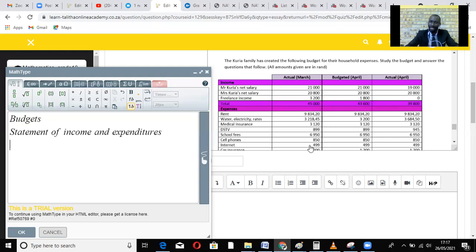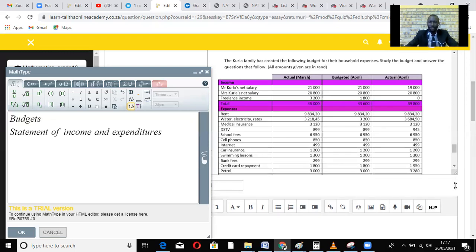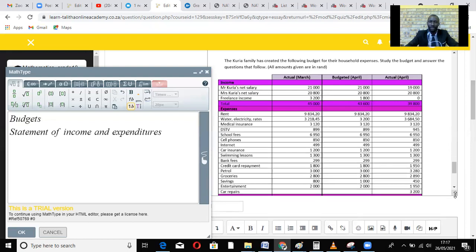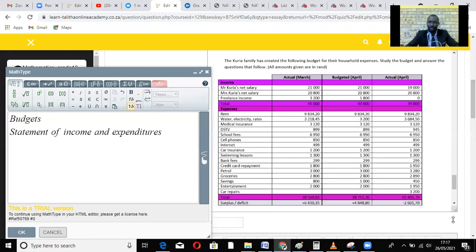Then now we have what? Internet. Internet in March costed 499. Internet, the budgeted one was 499 also. Internet charge did not change. Well, then we extend our discussion to include what? To include car insurance. Well, car insurance in March was 1,200. The budgeted amount was also 1,200 in April. It did not change. 1,200 was spent in April for what?